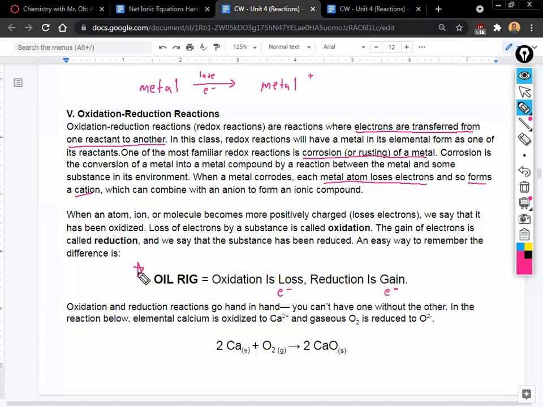Make sure you have this written down because it will be helpful as we go on. You will have to memorize the difference between oxidation and reduction. There's not going to be a cheat sheet on your test or on the AP test for oxidation reduction, so you have to know the difference between the two.